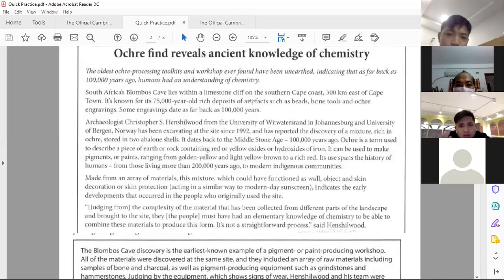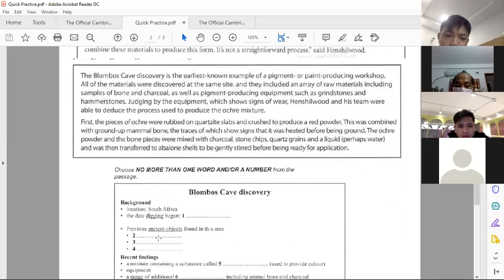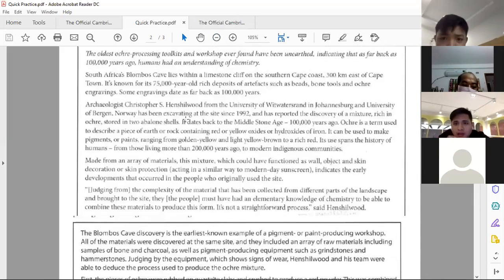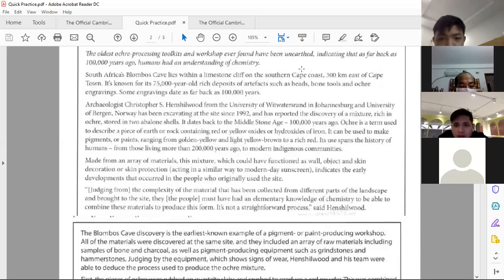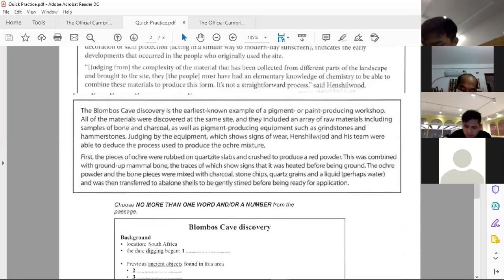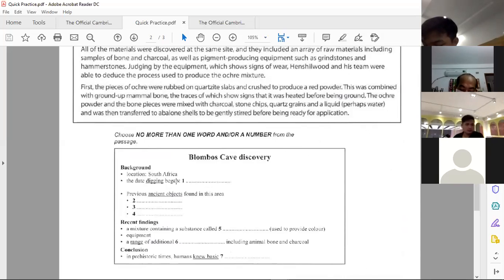Okay, but what are the answers? Remember, it should be only one word. So it should be, again, please. Bead. Beads. Beads, yes, with an S. Beads, okay. What option? Two more. Tools, right? Tools and engravings. Engravings. Nice. You cannot put bone tools because you can only put one word. So because you can only put one word in a blank, you cannot say bone tools. Just tools is enough. Make sure you check your spelling and your S or ES. Recent finding.